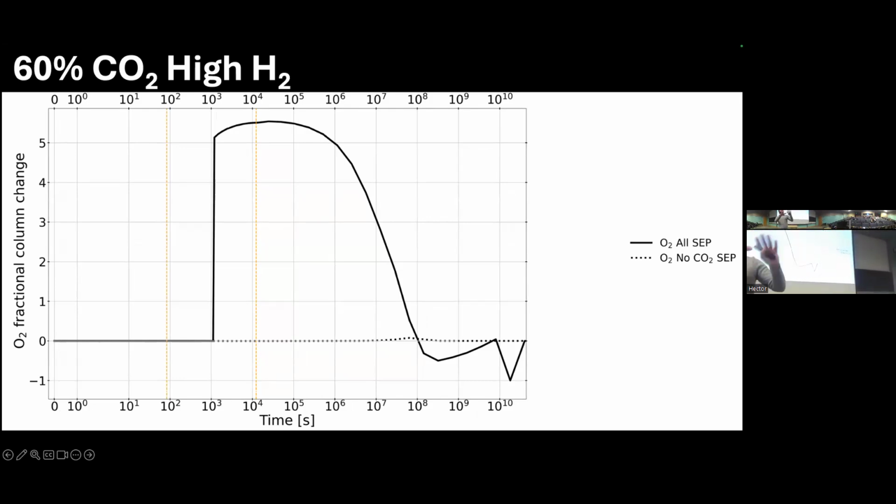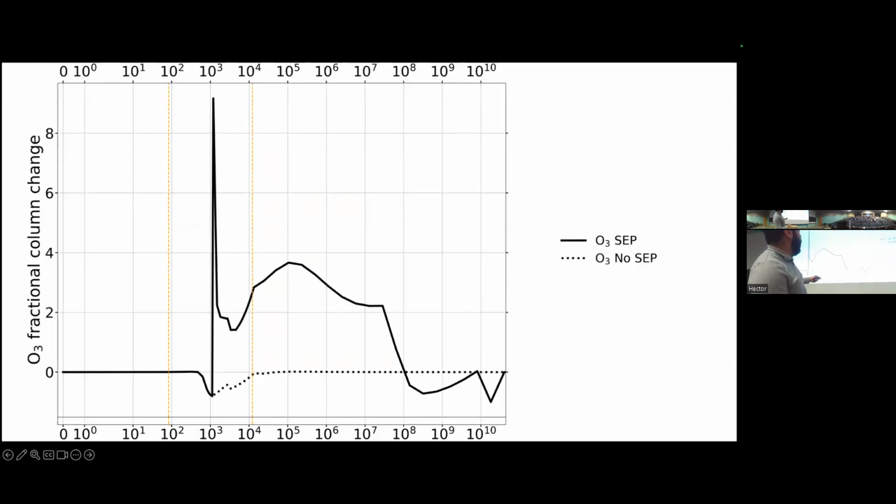I tried it with different molecules just in case, and the different molecules render the same behavior of 5 times the oxygen production. So the main culprit that we think produces oxygen is CO2 and its byproducts of production and destruction. We did the same for ozone, and here we see an 8-fold increase of the original column.